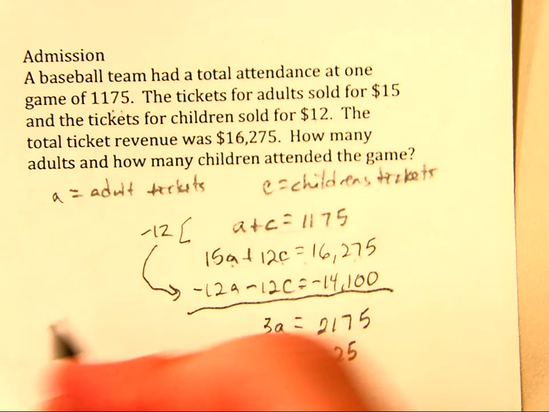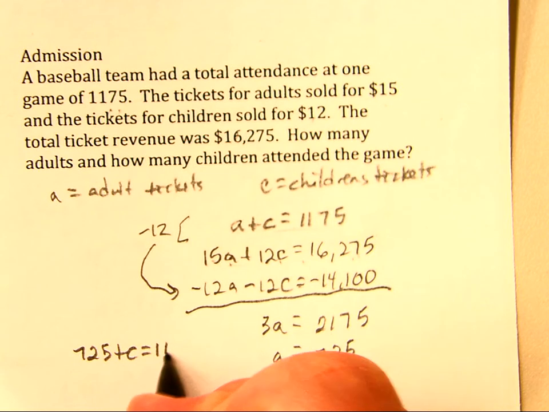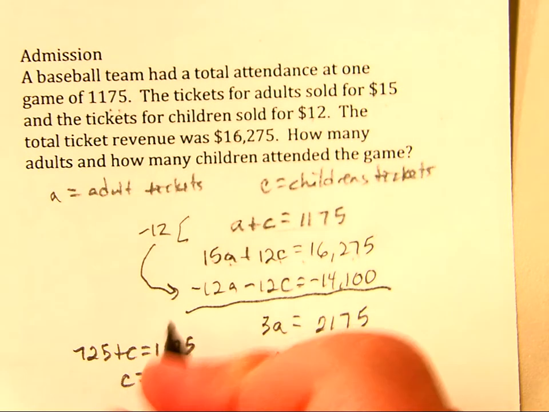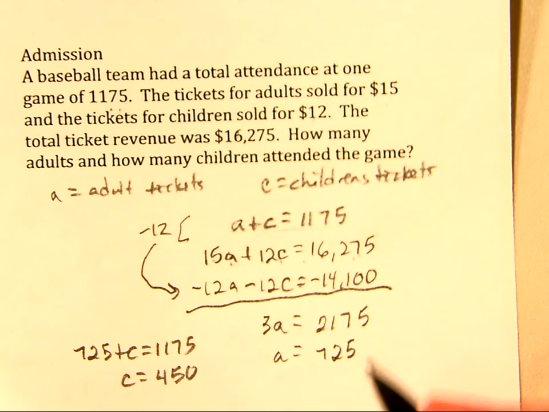If I plug that into the first one, 725 plus C equals 1175. If we subtract 725, looks like 450. So 725 adult tickets and 450 children.